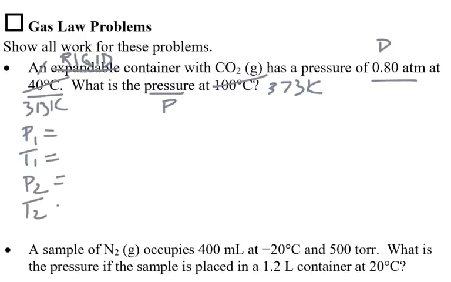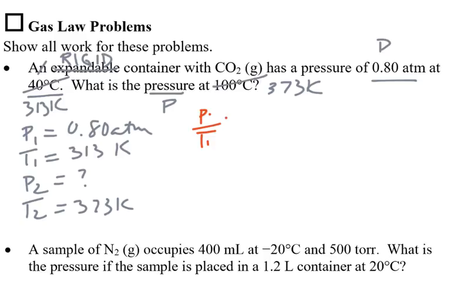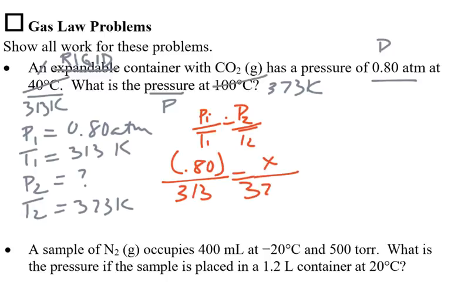So let's put in our numbers. Our first pressure is 0.8 atmospheres, and that was linked up with 313 Kelvin, 40 degrees. So what is the new pressure at 373 Kelvin? It's going to be a proportion. So the law is P1 over T1 equals P2 over T2. When we substitute in, we have 0.8 is to 313 as x is to 373. We're going to cross multiply, and I'll get my calculator out and get the answer. For this, I get an answer of 0.95.